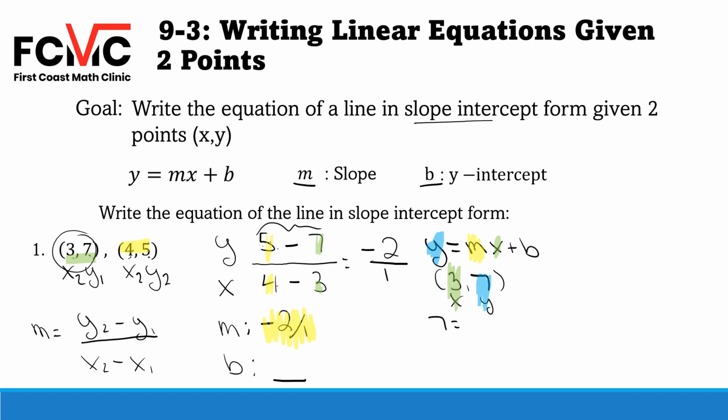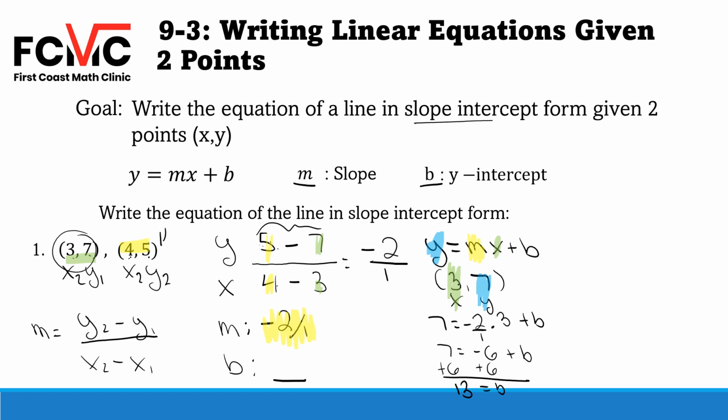So we'll have 7 equals -2 over 1 times 3 plus b. 7 equals -6 plus b. Add 6, add 6, and we get b equals 13. So that's what we get when we use 3 and 7.